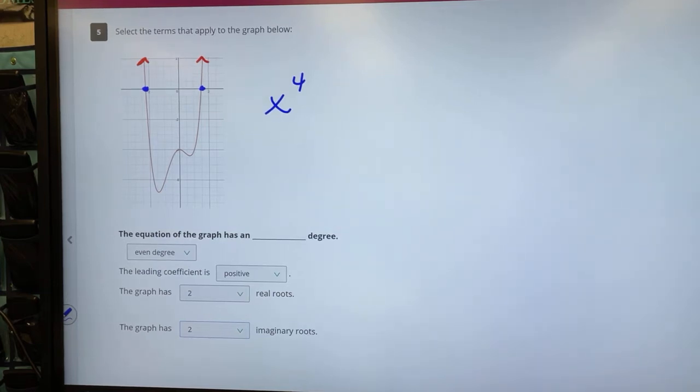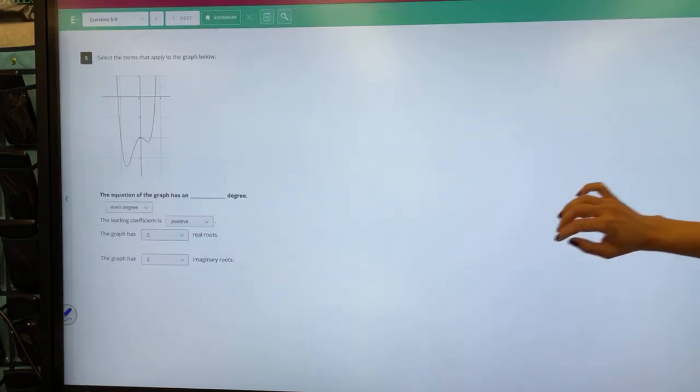Let me clear the ink if it lets me. There it goes. Zoom back out.